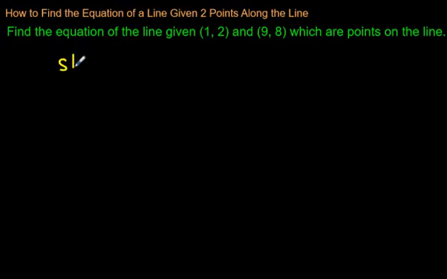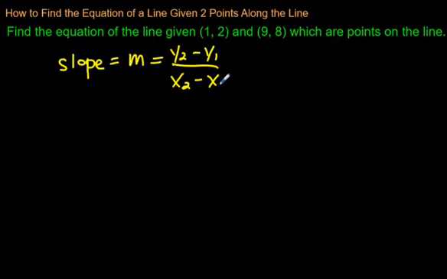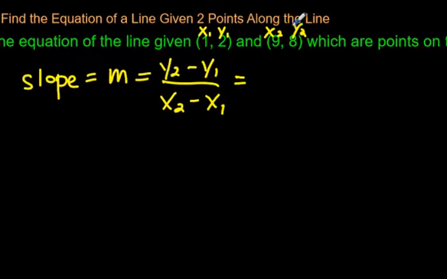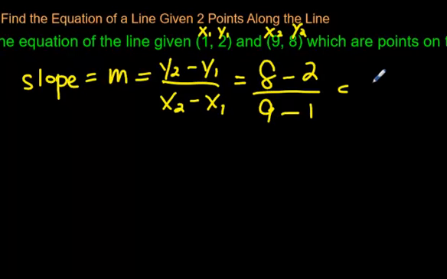Okay, so we're going to find the slope, which is m when it comes to our slope-intercept form, so we'll just call this m. And remember, it's y2 minus y1 over x2 minus x1. So x1, y1, x2, y2. Hopefully you're able to follow along as I do this a little bit quicker. y2 minus y1. 8 minus 2. There we go. And 9 minus 1. 8 minus 2 is 6. 9 minus 1 is 8.